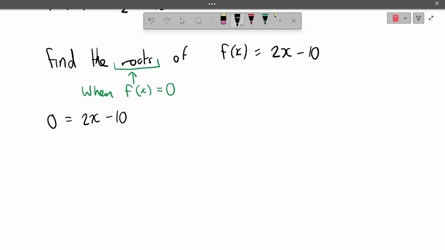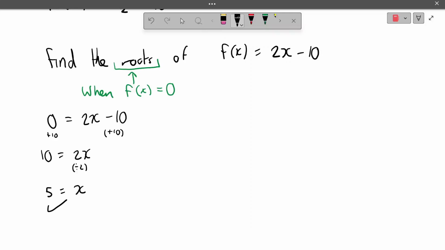A lot of these will be quadratics or cubics, which means you have to go back to the previous chapter for quadratics when it equals 0. But in this case, I'm going to add 10 to get rid of the 10. So 0 add 10 is 10 equals 2x. And then we divide by 2. So you end up with 5 equals x. There we go, that's your answer.